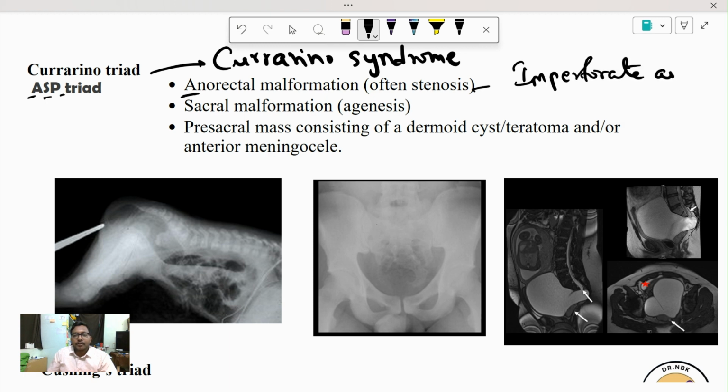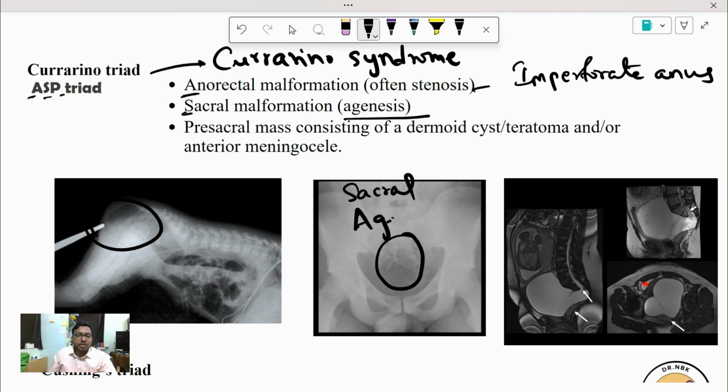Imperforate anus. Okay, this is the picture showing your imperforate anus. This is nothing but your CTPLV, cross-table prone lateral view X-ray. Okay, then S for sacral malformation. Usually there will be, as you can see here, the AP view of your pelvis should show sacrum here, but as you can see, this is empty. So it is nothing but your sacral agenesis.